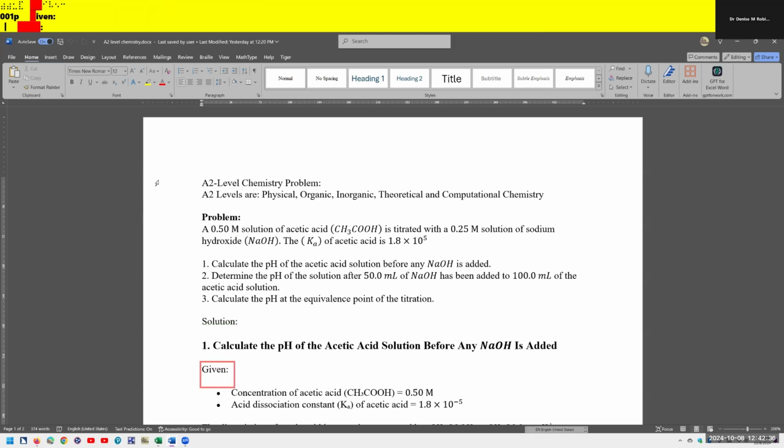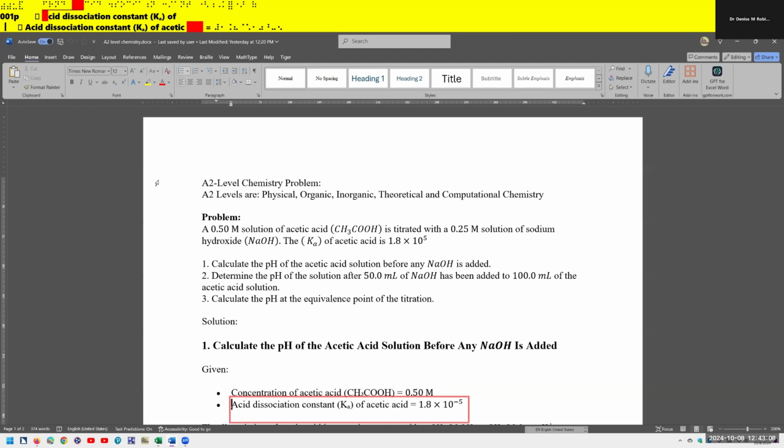So here we go. Given. Level 1 bullet: concentration of acetic acid CH3COOH equals 0.50 M. The only one I can think of that maybe you have forgotten is a subscript 3. That is an underscore when you're actually typing that in, and you'll see me do that further down the page. So anything that is subscript is underscore, and of course superscript is shift 6 for a to the power of. Bullet: acid dissociation constant Ka of acetic acid equals 1.8 times 10 to the negative 5 power.